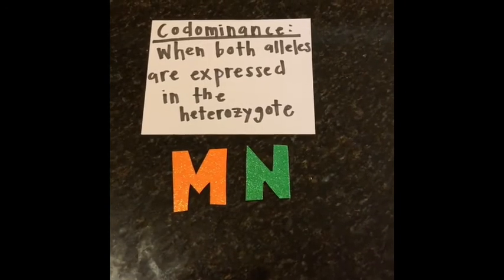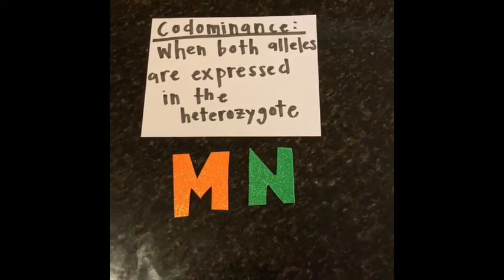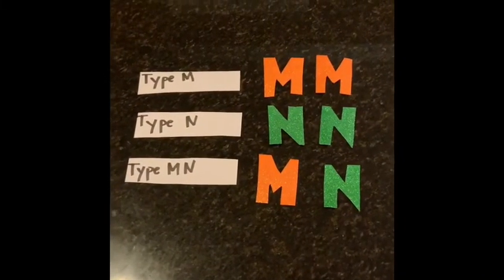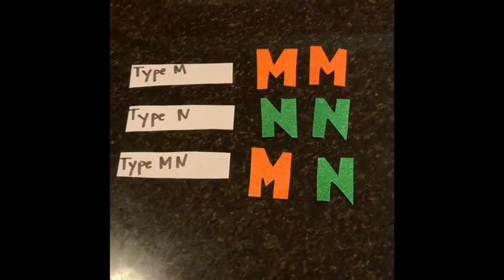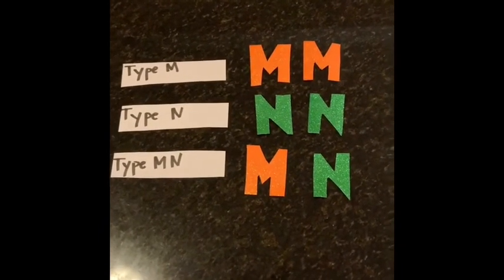Codominance is also seen in the MN locus. Both alleles M and N are codominant. Type M phenotype is composed of MM alleles. Type N phenotype is composed of NN alleles. And type MN phenotype has a genotype MN.